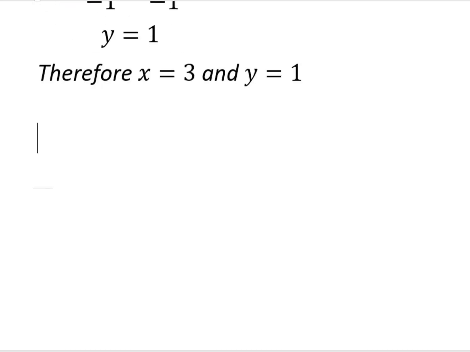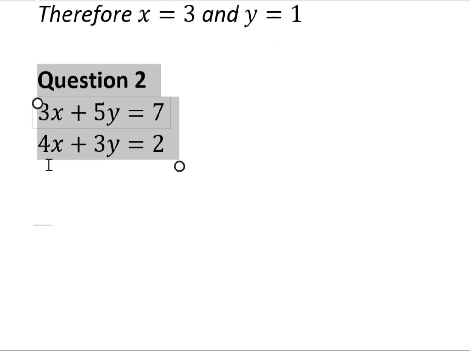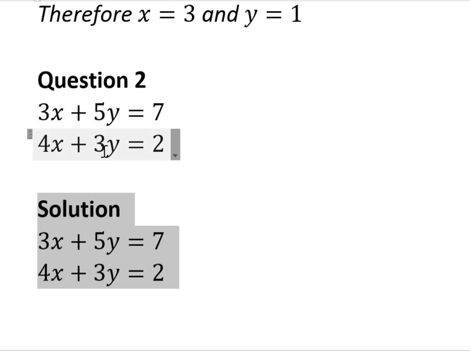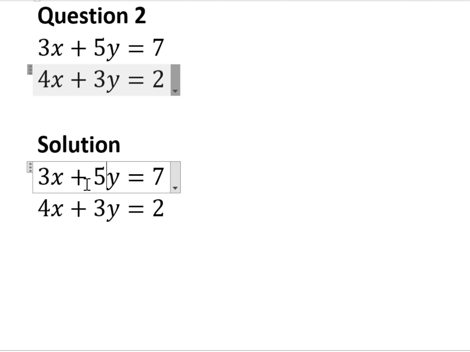Second question. So you realize here the coefficient of x is 3, the coefficient of x is 4, the coefficient of y is 5, the coefficient of y is 3. Now to solve this, because none of the unknowns has equal coefficients, we insert brackets. We insert each of the simultaneous equations in a bracket.